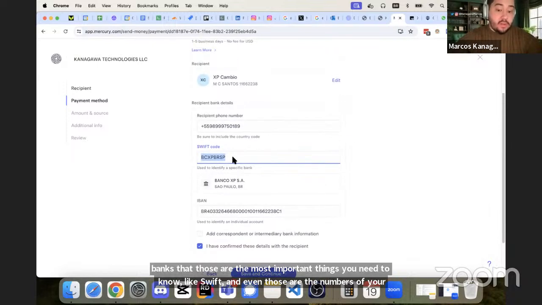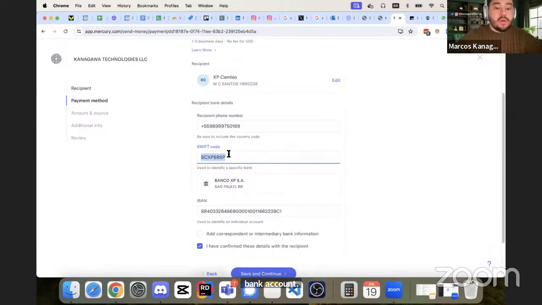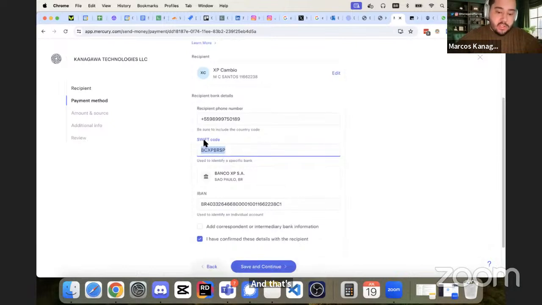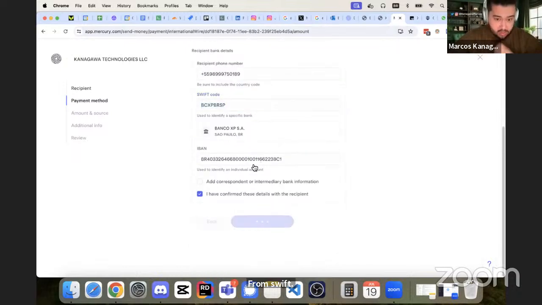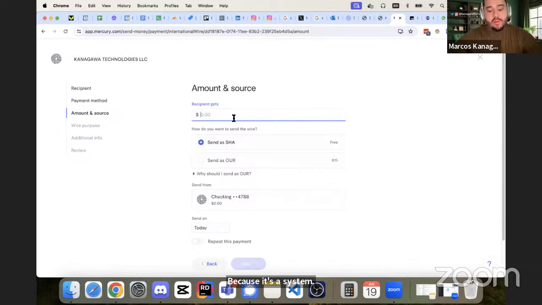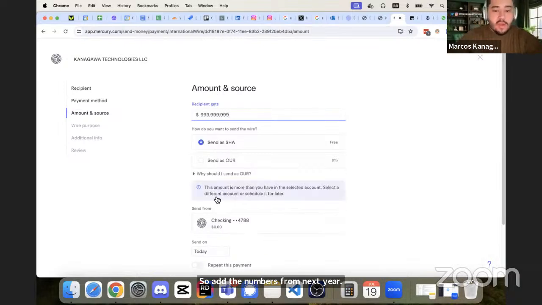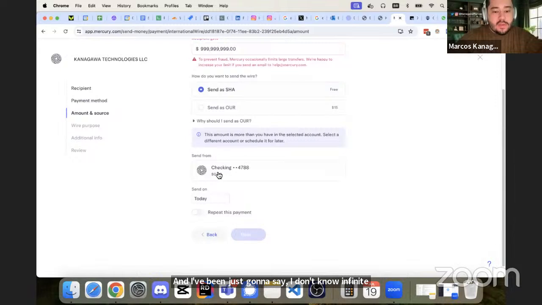And that's by the way how Russia is getting sanctioned. Russia right now is banned from SWIFT because it's a system banks use for the transactions. So add the numbers from XP here, and it's just gonna say, I don't know, let's say an infinite amount of money that I don't have. You send from this account, and it's gonna say today, and that's it. Click next. That's pretty much it.